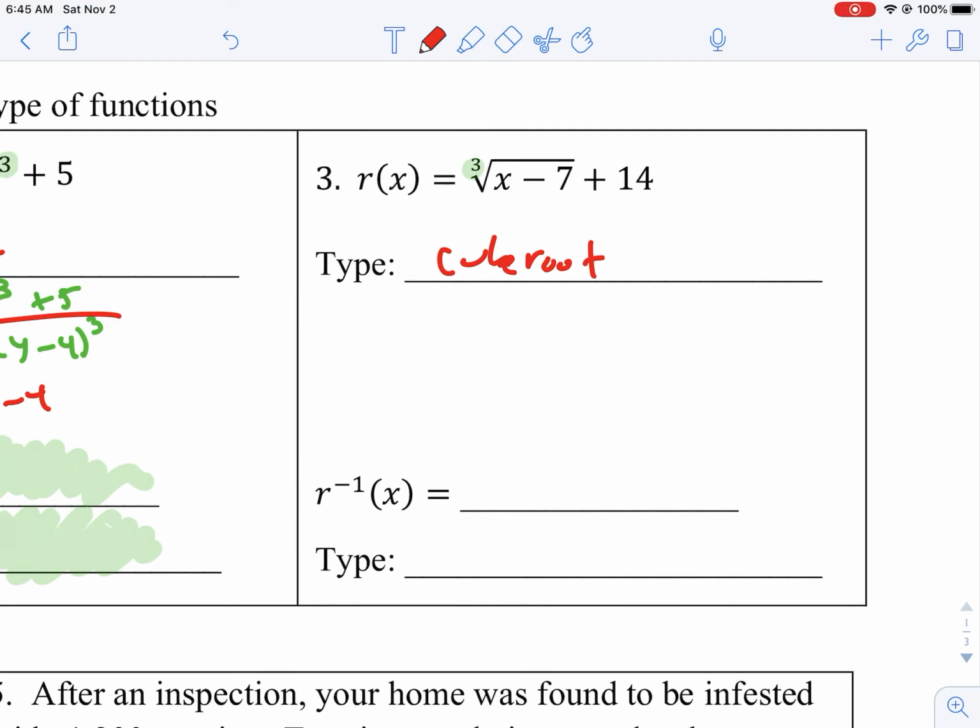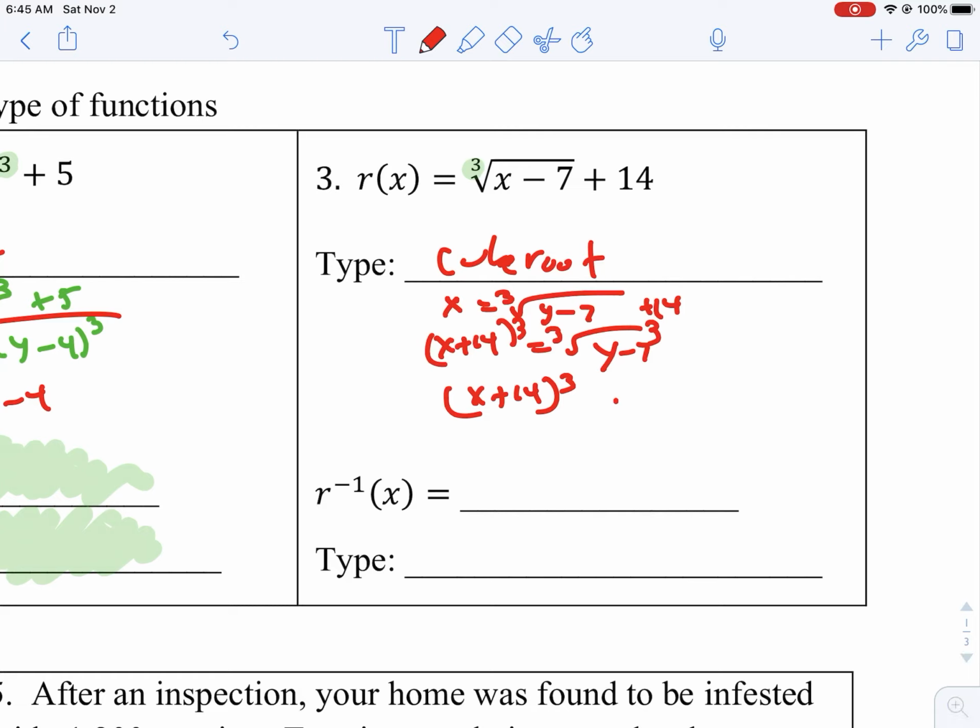This one, switch x and y. x equals the cube root of (y minus 7) plus 14. Subtract 14: x minus 14 equals the cube root of y minus 7. And then I'm going to cube both sides, which equals y minus 7. And then I'm going to finish solving by having you add 7. Finish solving, and then what kind of function is it? Because it has a cube, it's a cubic.